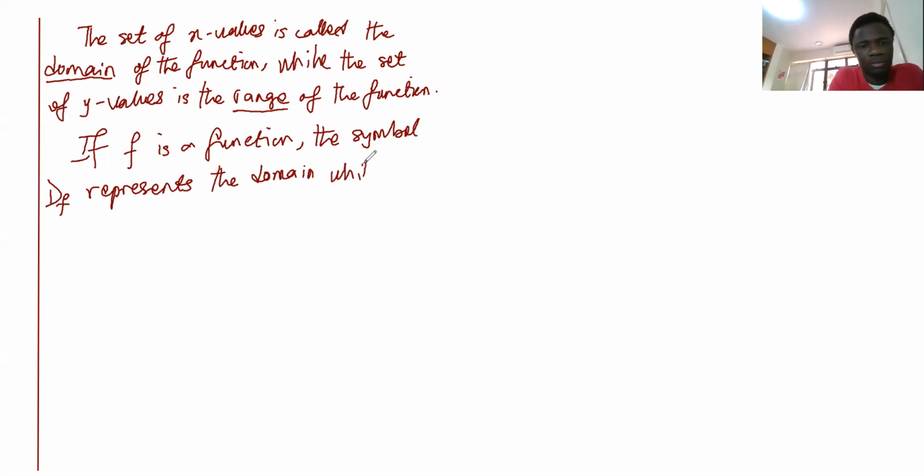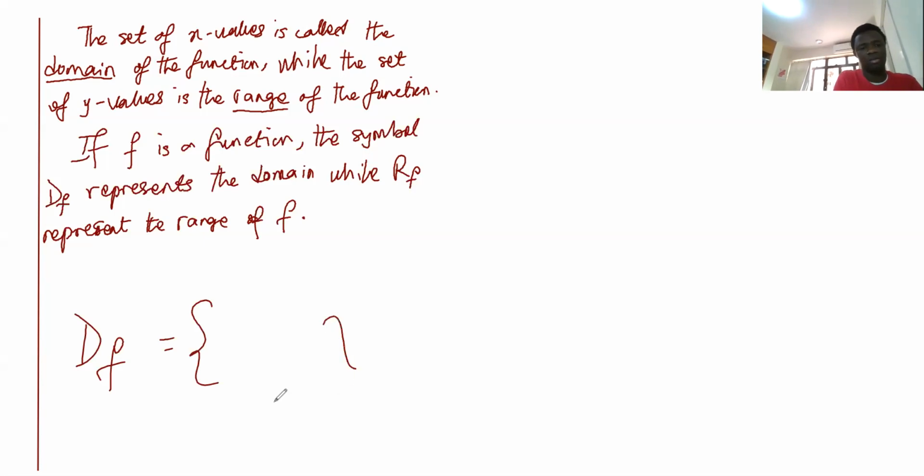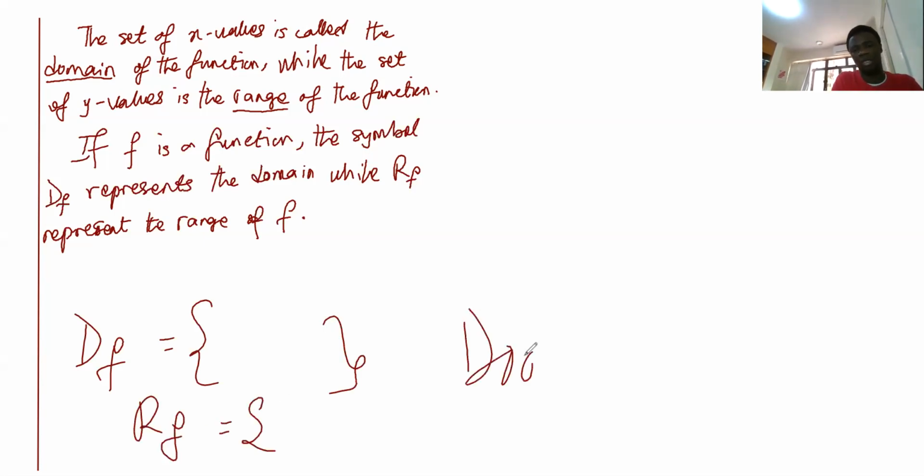While R subscript f represents the range. So when I ask you to find domain and range, you can write something like domain is the set, range is the set, instead of writing domain is equal to. Does that make sense? This notation can be used.